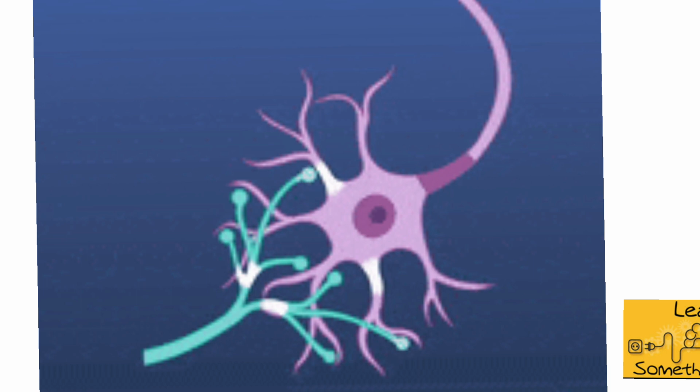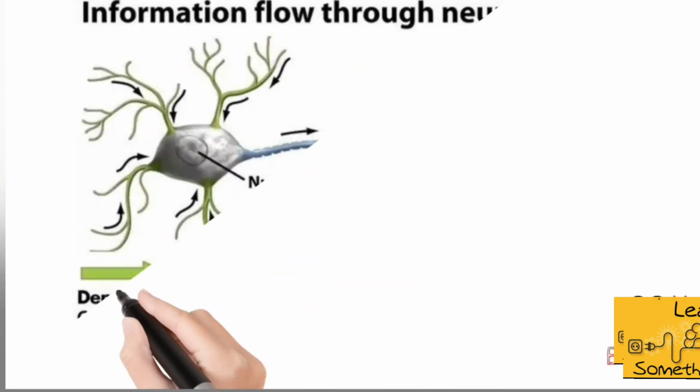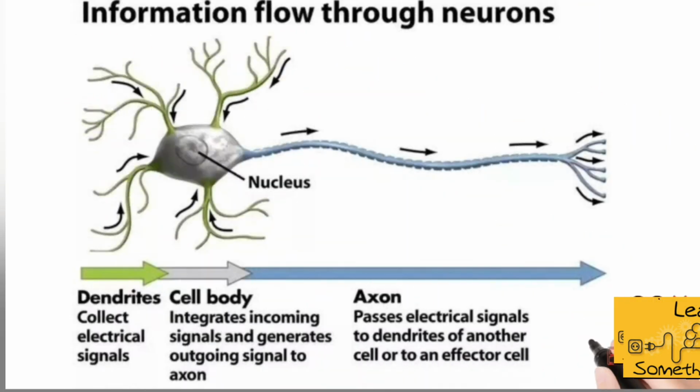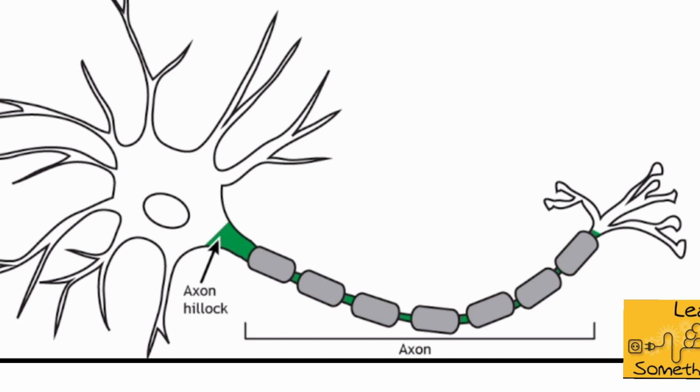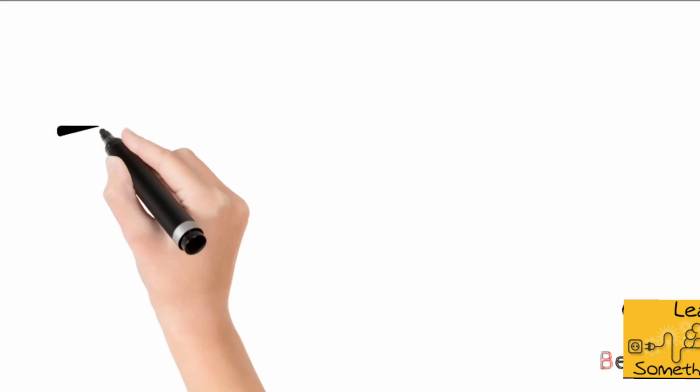Before moving ahead with the action potential, let's quickly revise the pathway through which the information travels inside the neuron. It is first received by dendrite, and then it is passed to cell body, then axon terminal, and then at the end it is transferred to synaptic knob. Action potential is generated at axon hillock, and then it travels through axon.